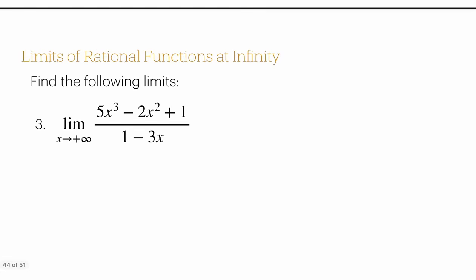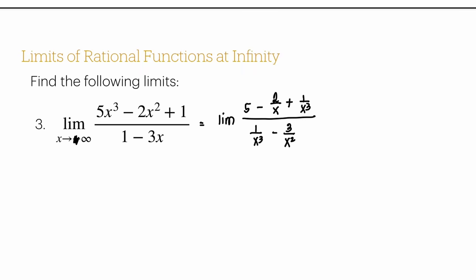Third one, we have the limit of 5x cubed minus 2x squared plus 1 over 1 minus 3x. And the highest degree term is x cubed, so we're going to write that as the limit of 5, because we're dividing each term by x cubed, minus 2 over x plus 1 over x cubed, all over 1 over x cubed minus 3 over x squared as x approaches infinity. And so by substituting here, the limit would still be 5.